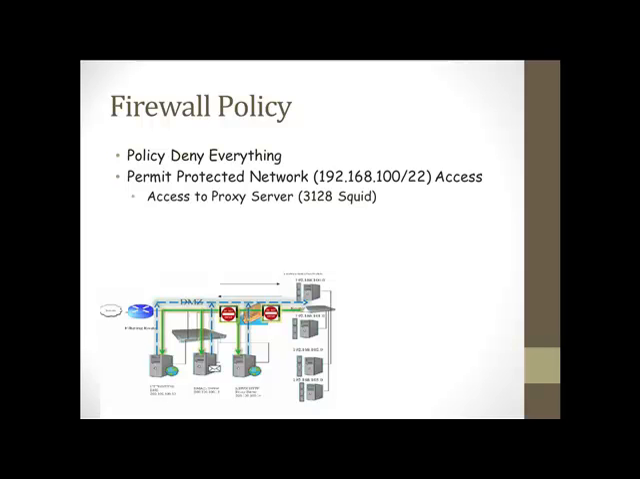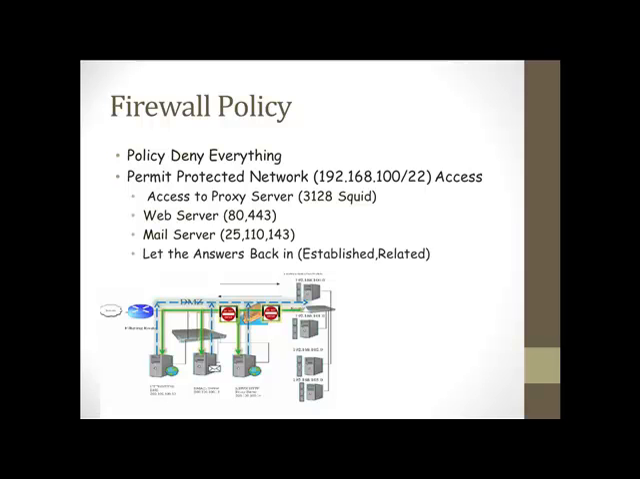And then we're going to allow access to the proxy server. In this case we have a SQUID, a Linux proxy server. It's going to be on port 3128. We're going to allow access to the web server, port 80, and port 443, so we have HTTP and HTTPS. And we're going to allow access to the mail server. If we're using a client, port 25, port 110, perhaps maybe we're going to use port 143. We also might want to consider port 443 to allow an HTTPS connection to a web mail service.